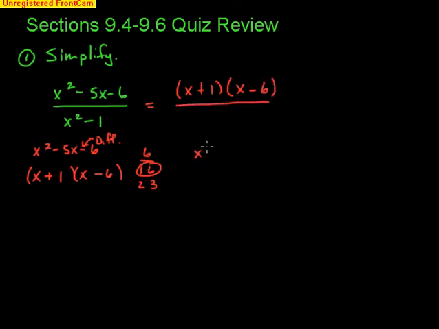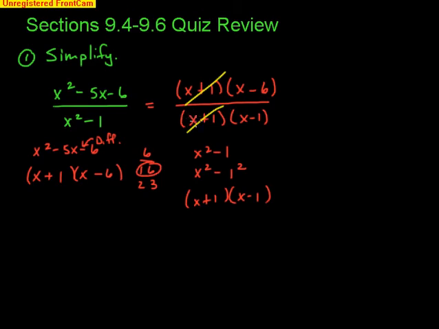Okay, the bottom, x squared minus 1. I think that this is a difference of perfect squares. 1 is 1 squared. So when it breaks down, two sets of parentheses, x plus 1, x minus 1. And there is the denominator. And now, it's all about what is the same on top and bottom. The x plus 1's cancel top and bottom. Notice that x minus 6 does not cancel with x minus 1 because they're not exactly the same. Neither do the x's cancel because each one is linked to another number, minus 6, minus 1. So the answer is x minus 6 over x minus 1.